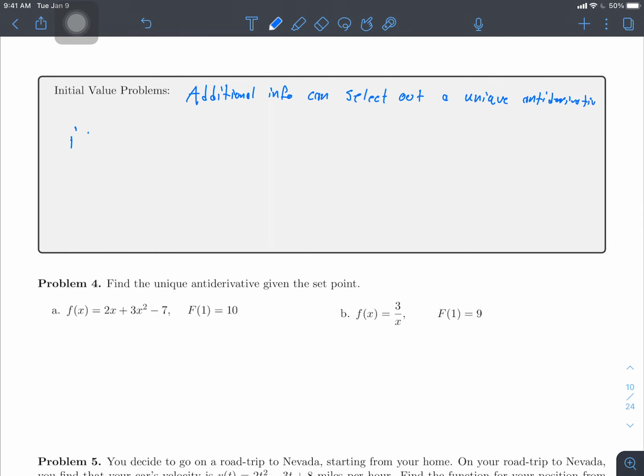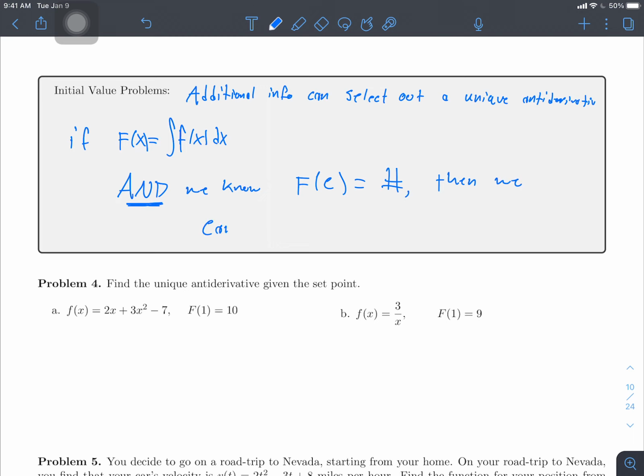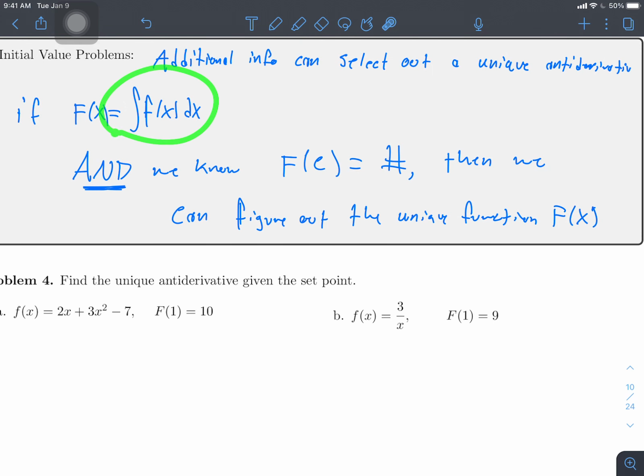So if capital F of x is equal to the integral of little f of x dx, and we know capital F of c is equal to some number, then we can figure out the unique function capital F of x which satisfies both of these properties. So we say, not only is capital F an antiderivative of little f, but we also know the value of the function at one point. And that's going to nail down for us what the constant should be, in the following way.